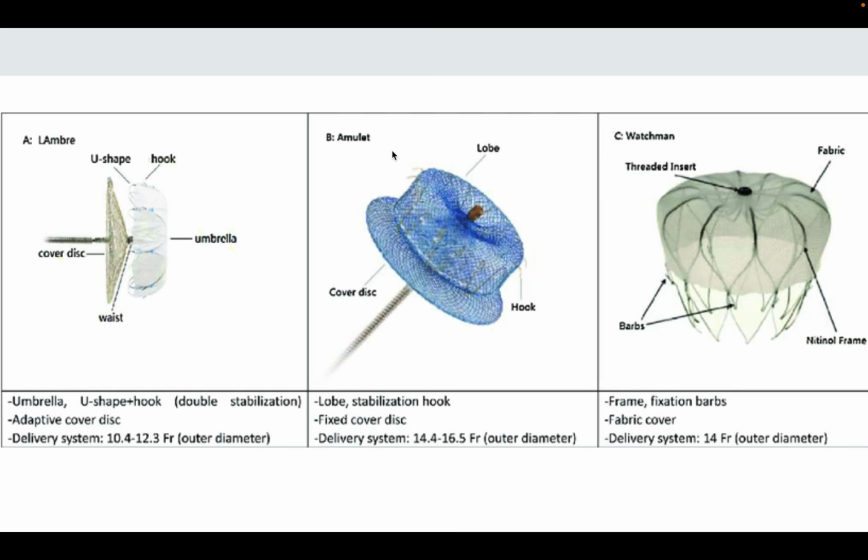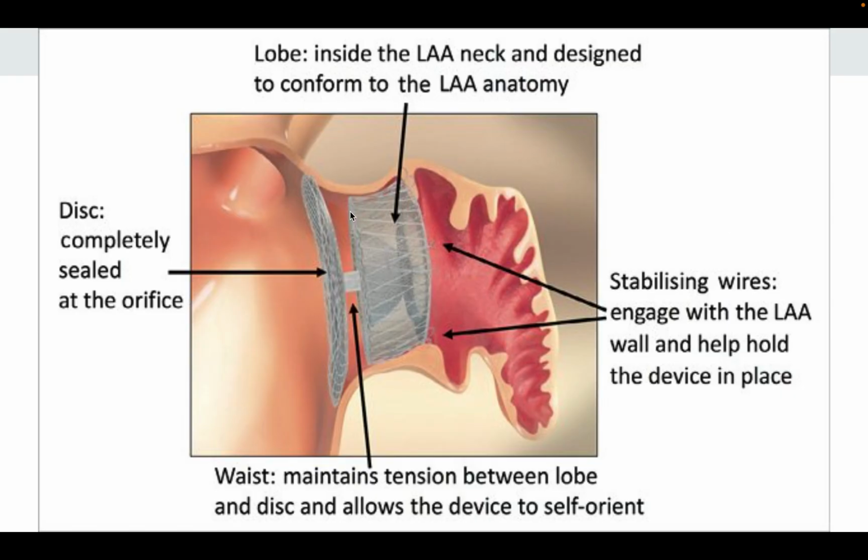So this is a comparison just between Watchman and another device called the LAmbre, or I'm not sure how to pronounce that. But the thing I want to mention is the delivery system itself and the outer diameter of the sheath. So usually this comes in two different sizes, 14 and 16. The 14 is for the smaller ranges of sizes, and the 16 is for the larger. 14 French is the outer diameter of the Watchman. And so how it sits is it's supposed to sit right inside the neck of the left atrial appendage, and you have a seal at the orifice.